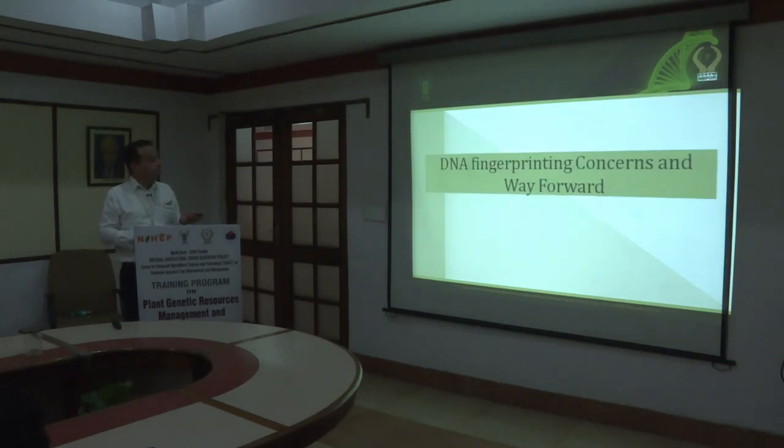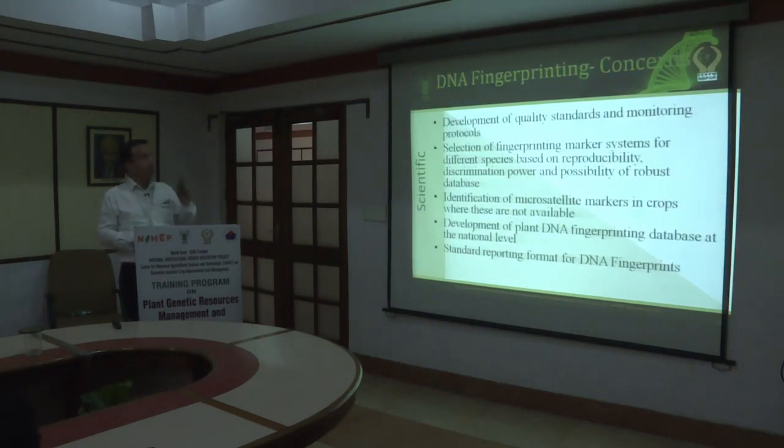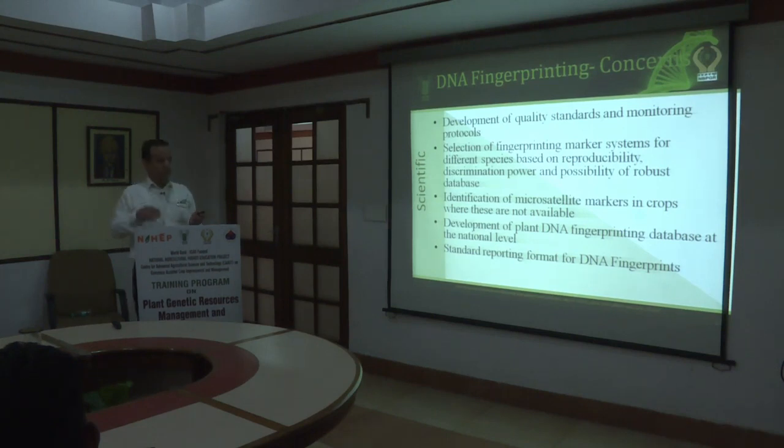So some of the concerns, as many of the things I have already discussed: scientific issues related to this, development of quality standards and monitoring protocols. That is very, very important. As I told you, regarding protocol development, everybody is using protocols as per their whims and fancies. So we need to have quality standards. Take the example of wheat. You are using, say, 25 markers for DNA fingerprinting. Why 25 only? What is the criteria? Why that number only, 25? And why those 25 only? What is the criteria for selecting those markers? We have done that groundwork based on many parameters, and these things need to be extended to many other crops also.